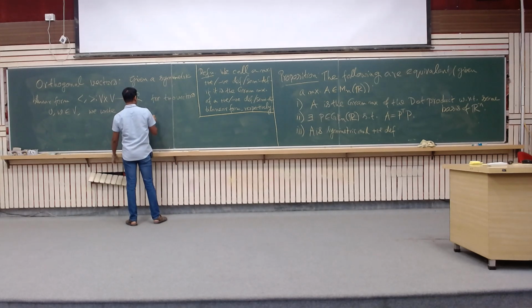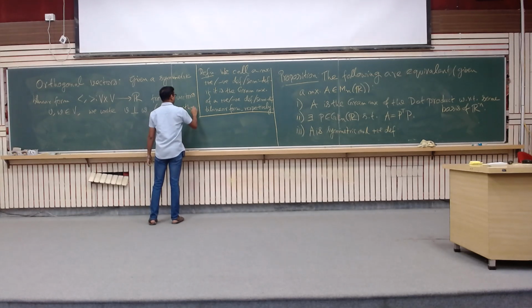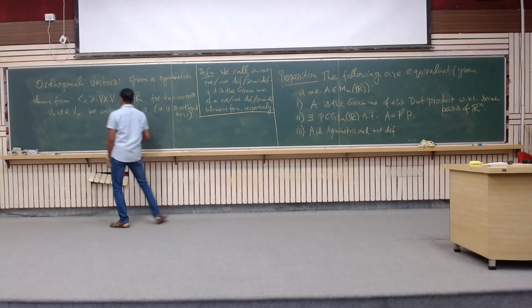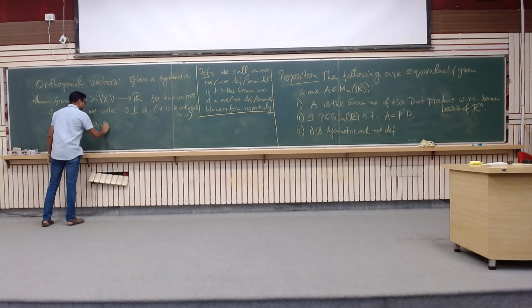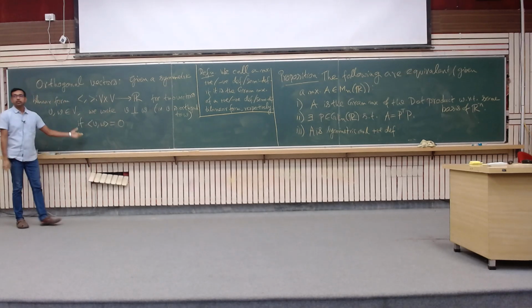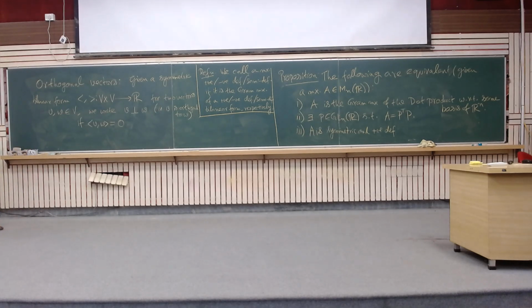That is, V is orthogonal to W if VW is equal to 0. It's a symmetric form, so that means also WV is equal to 0.